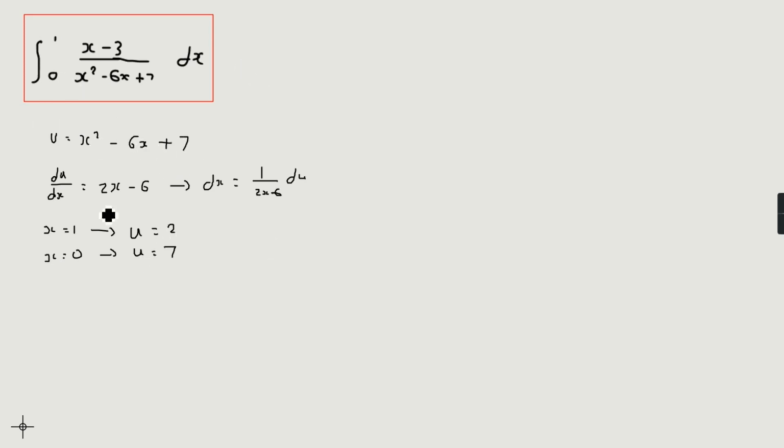So with all of this, let's set up our new integral. We're working out the integral now between, so the 1 has been replaced by 2, the 0 has been replaced by 7. We've got x take 3 on the numerator still. Nothing's happened to that. The denominator's been changed to u. What else have we got here? Well, we've replaced the dx by this term here, so that's 1 over 2x take 6 times du.